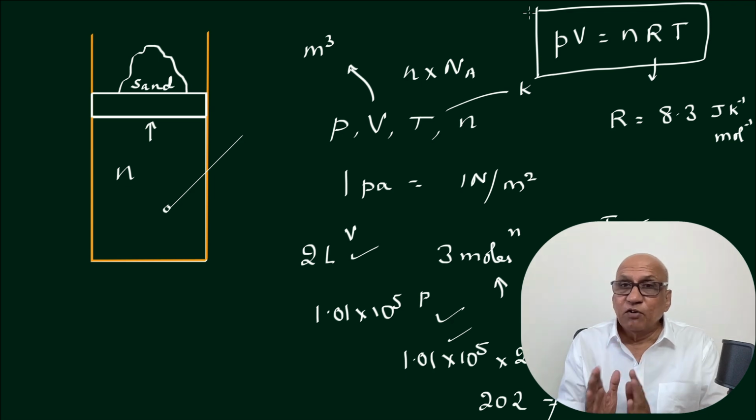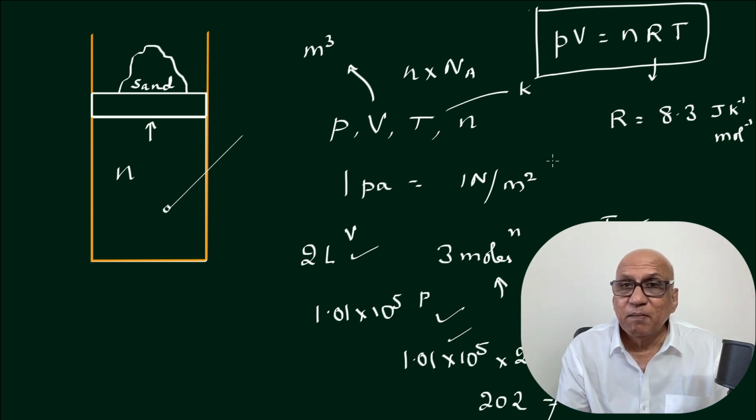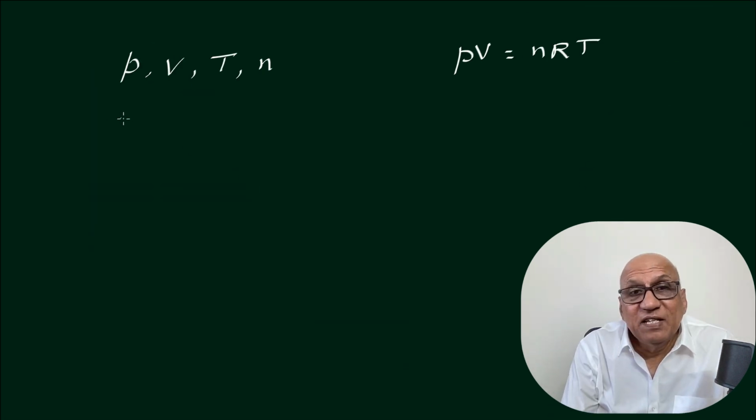So when we are talking about this equation, PV is equal to nRT, we are talking about a gas in equilibrium. Now that we know that these 4 variables have to satisfy this equation, it's pretty obvious that if I know 3 of these variables, I can use this equation to find the 4th.